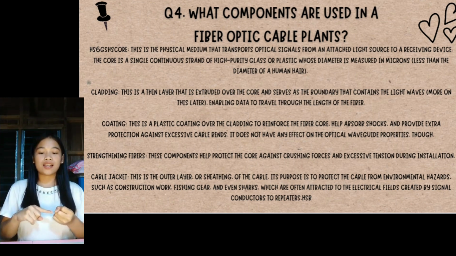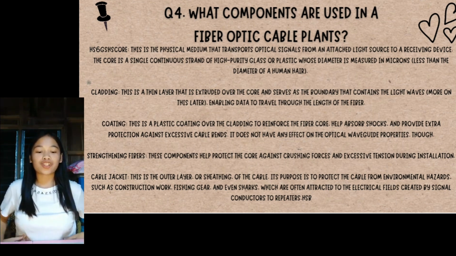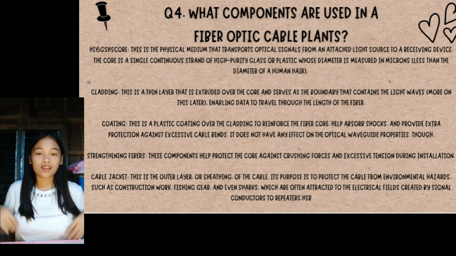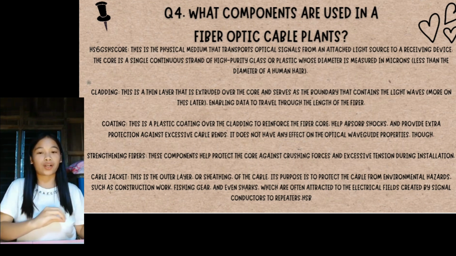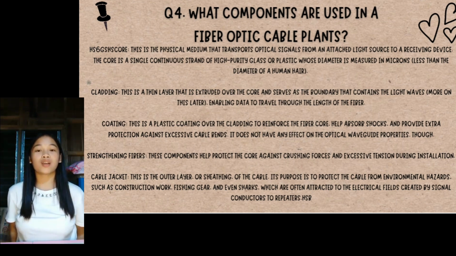A core is the physical medium that transports optical signals from an attached light source to a receiving device. This is the first layer. It carries the light from the source to the receiving device. It is a high purity glass or plastic whose diameter is less than the diameter of a human hair. That is the core.